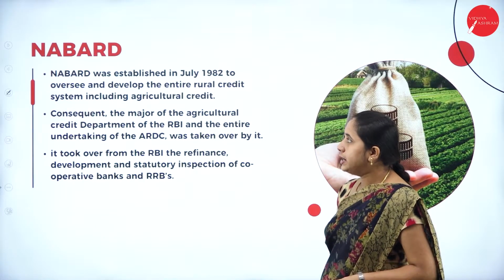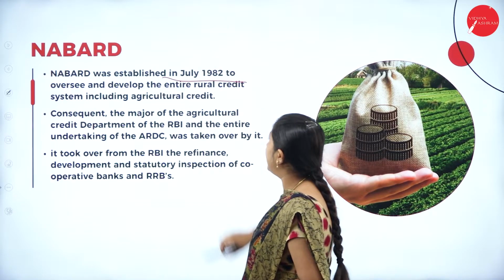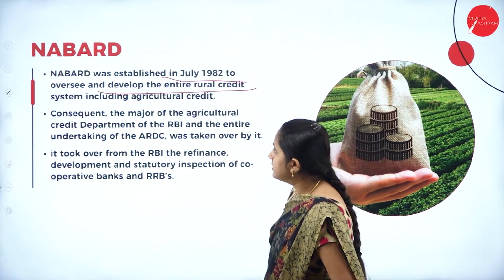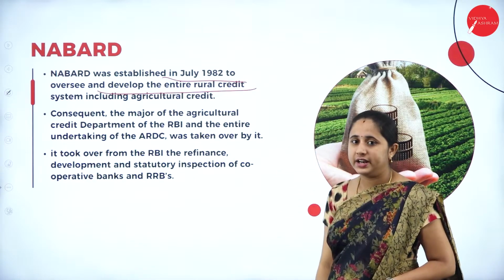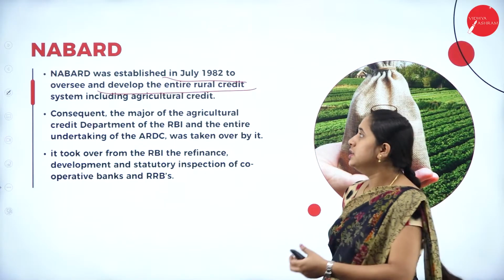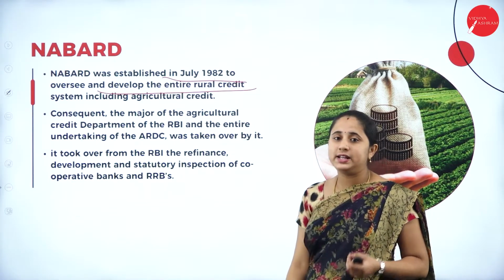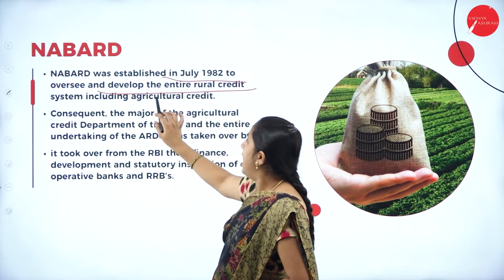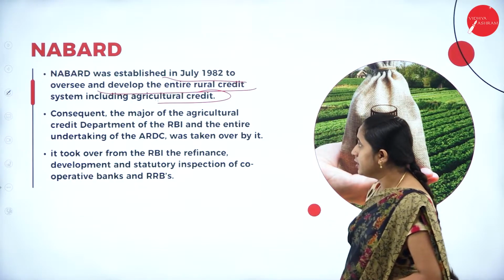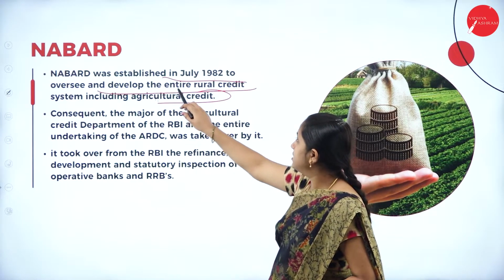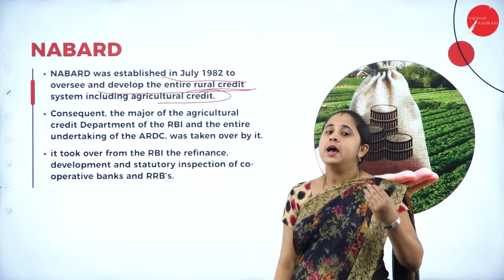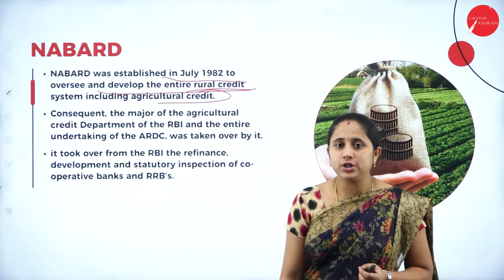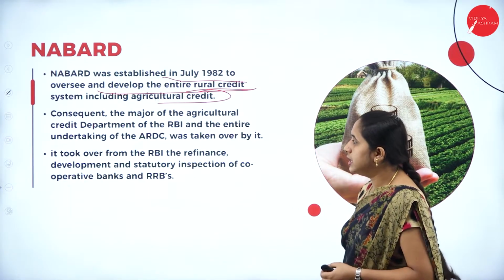NABARD was established in July 1982 to oversee and develop the entire rural credit system, including agricultural credit. So, RBI established NABARD in July 1982 in order to oversee and develop the overall rural as well as agricultural credit. Not only for agricultural purposes, it is for the rural credit system as well as agricultural credit.